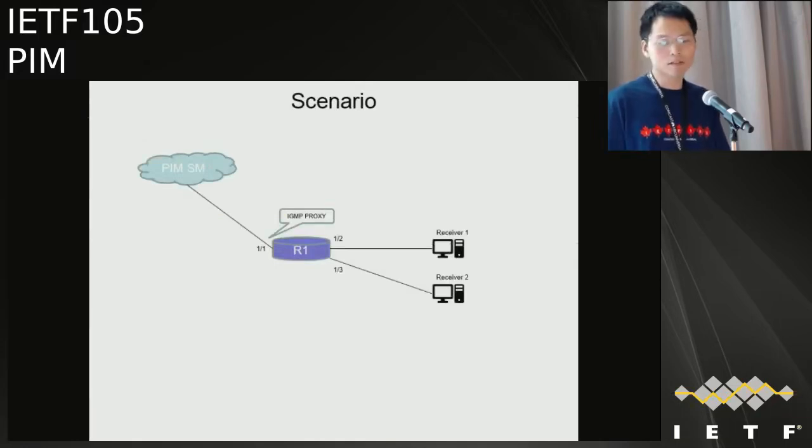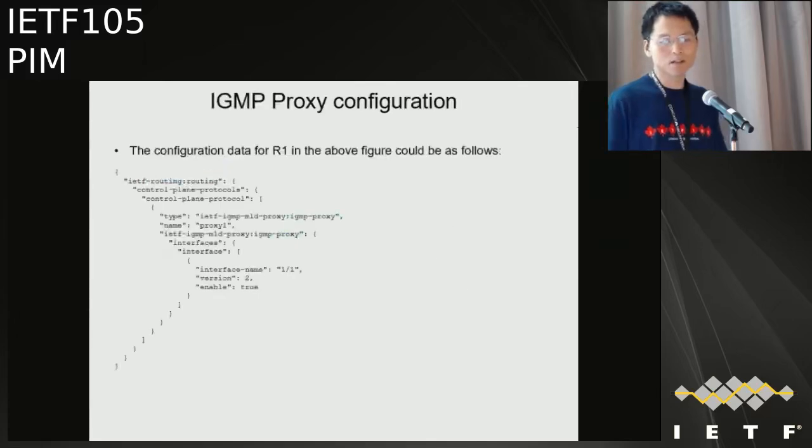This is the common scenario for the IGMP proxy. Generally, we configure the IGMP proxy on the upstream interface 1/1. The other two interfaces are connected to the receivers. This is the configuration data for the IGMP proxy. We set the type of the control plane protocol to IGMP proxy, the interface name is 1/1, and the enable field is set to true.